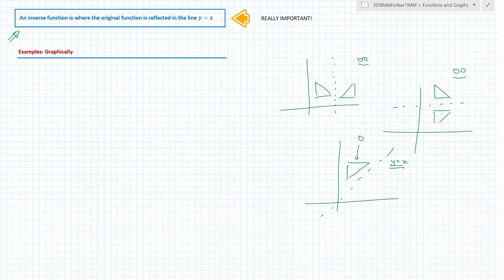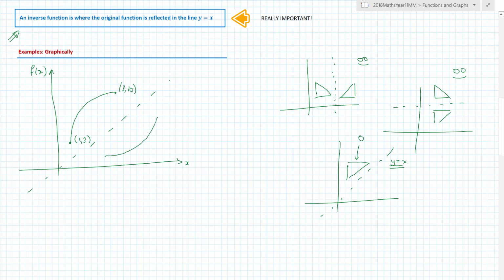Okay, so let's go back. Let's imagine I've got here my line y equals x, and I've got some part of a function. I don't know what it is, but it's got some part of a function. This point here, 1, 3. This point here, let's say 3, 10. This is going to be x, and this is f of x. So I now want to come up with my inverse function graphically. And what am I going to do? I'm just going to reflect it in that line. And so hopefully it's going to look something along those lines.